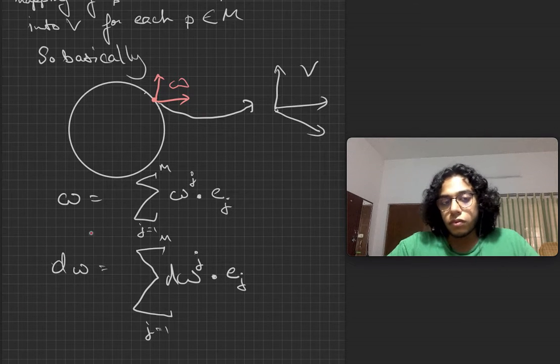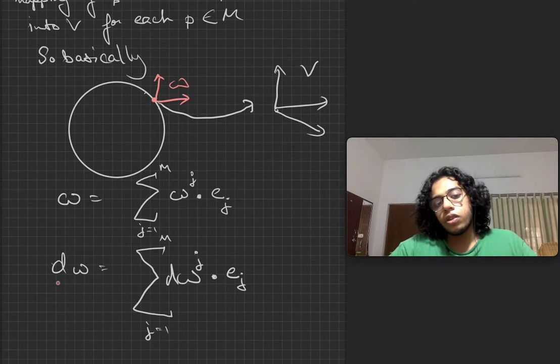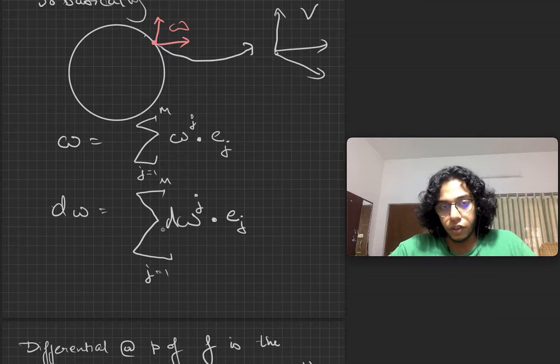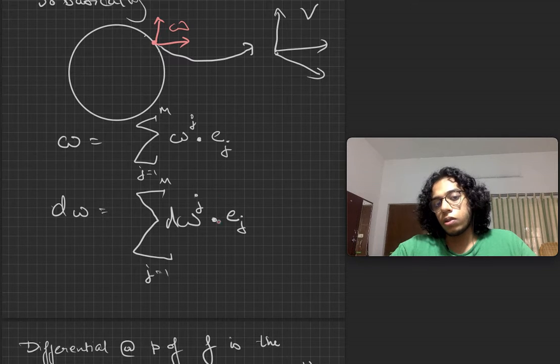Now d omega, the differential, is defined as the summation of the differential of the form taken with the dot product with the basis of the space, right? So this is the definition. Of course, you can't have the differential with respect to the element of the vector space itself, but you can have the differential with respect to an R form.